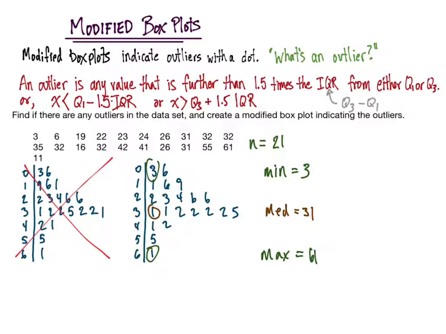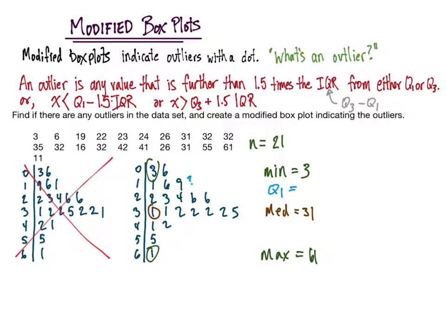I've now split up my data into a lower half of 10 values and an upper half of 10 values. So to find the median of the lower half of the 10 values, it looks like it's going to be somewhere between the 5th value, looks like 19, and the 6th value, which is 22.